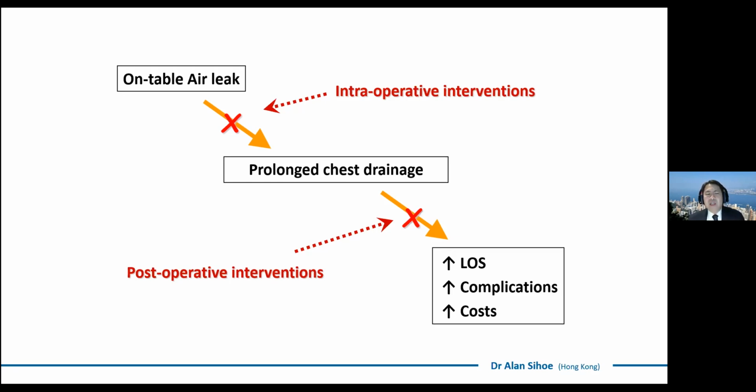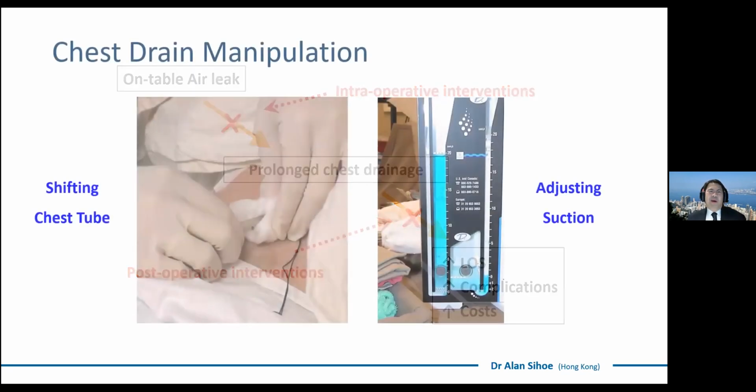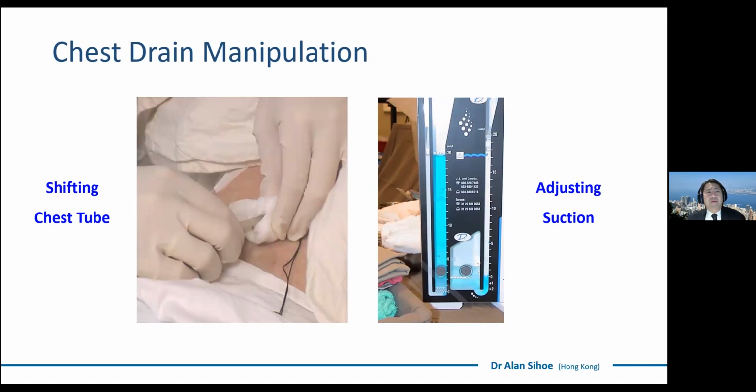Let's start with the post-operative interventions because it's relatively easier to talk about. So post-operatively, what do the textbooks teach us? What did your teachers teach us? Well, the simplest thing to do is play around with the chest drain, and all trainees in thoracic surgery know these things. You can shift the chest tube, move it out, maybe move it around a little bit. Sometimes it works amazingly. Don't look for any studies on this. It's such a simple thing that I don't think anybody's ever going to do a randomized trial on this, but sometimes it works. And the other thing you can do with the chest drain, of course, is adjust the suction.